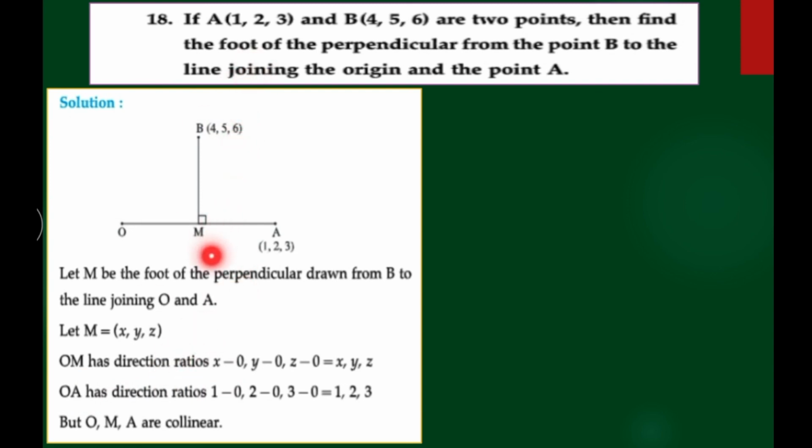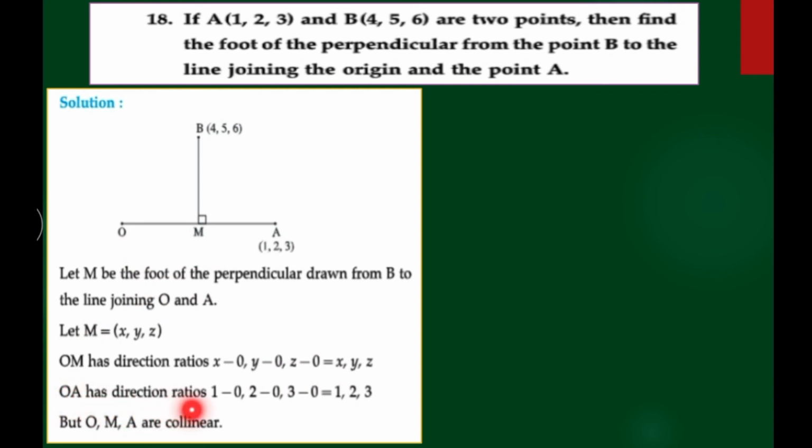Suppose this point M is x2, y2, z2 and this point B is x1, y1, z1. So we write the coordinates of point M as (x, y, z), and for calculation we consider this as x2, y2, z2, because we know the direction ratios are calculated by using the formula x2 minus x1, y2 minus y1, z2 minus z1. So OM has direction ratios x minus 0, y minus 0, z minus 0, that is x, y, z.